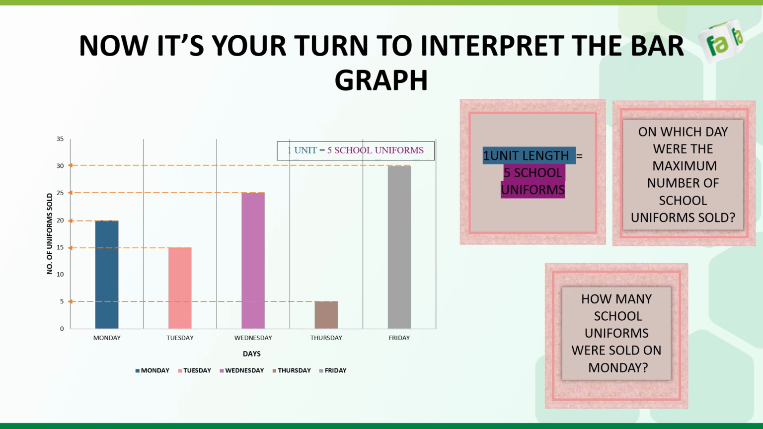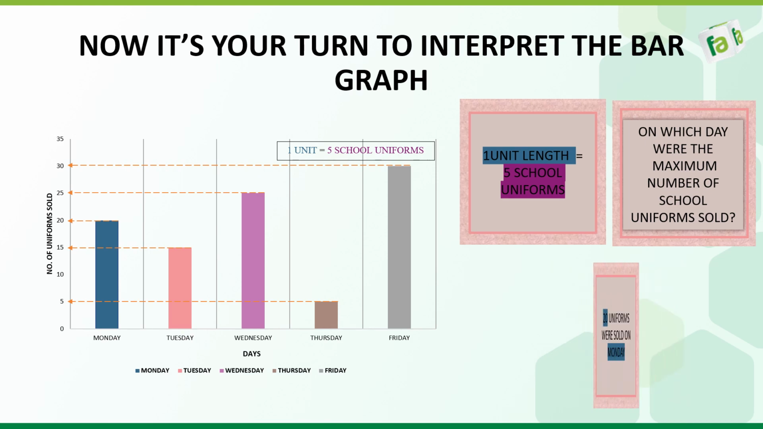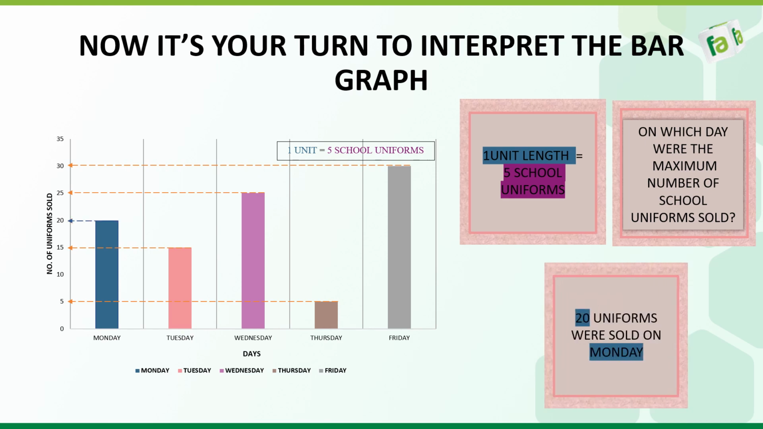Your second question is, how many school uniforms were sold on Monday? Look at the bar that represents Monday. Look carefully at the reading. The bar stops at 20, which means 20 uniforms were sold on Monday.